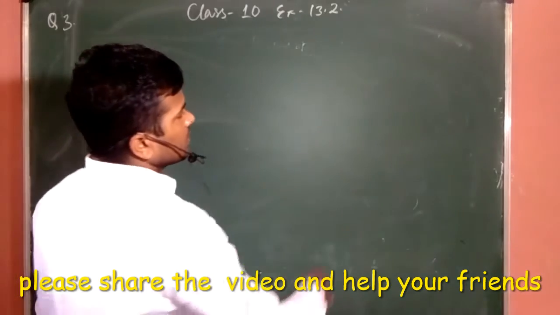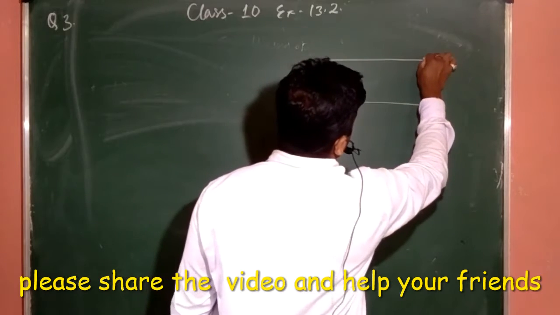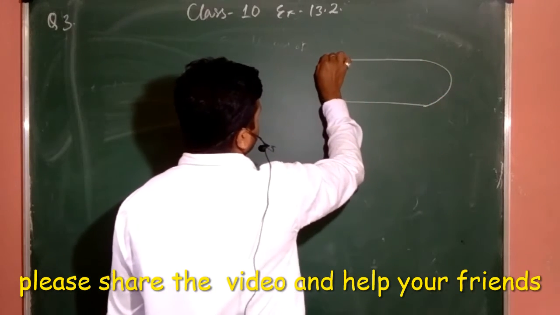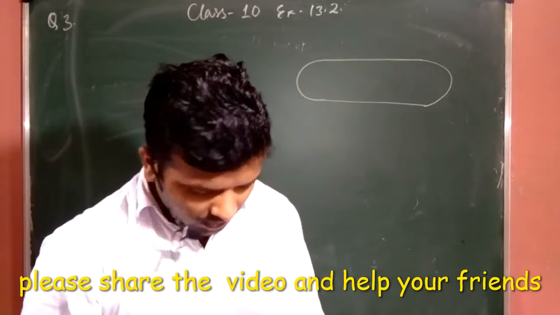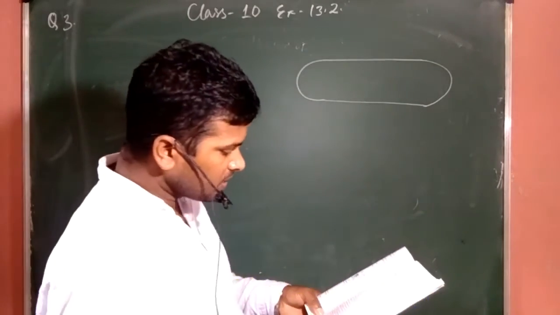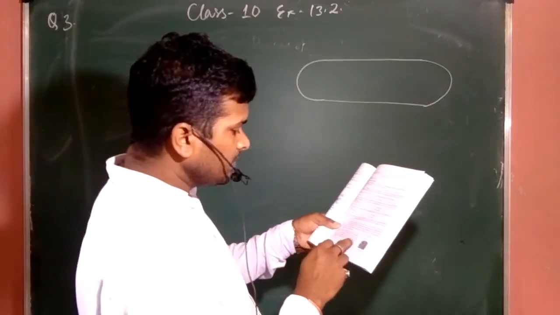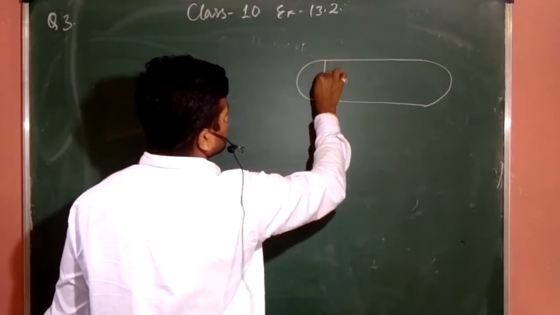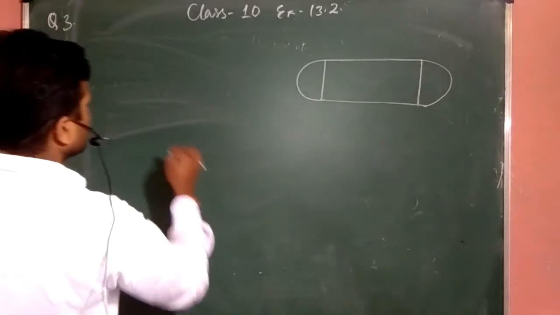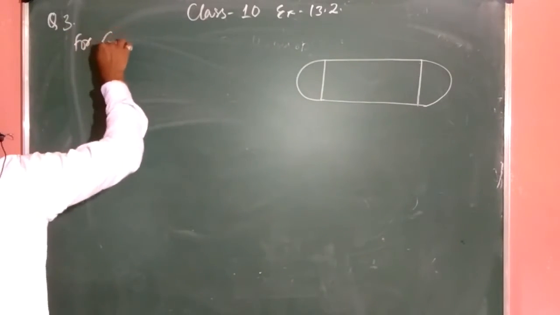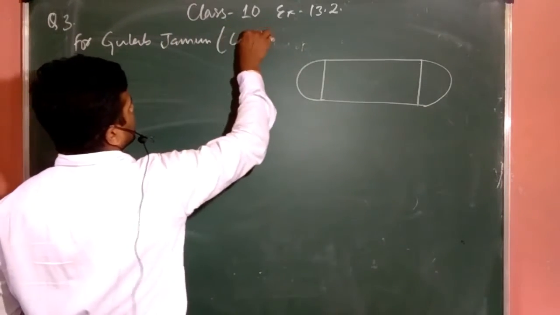Hemispherical. There is a gulab jamun. All of you are aware of gulab jamun. This is a gulab jamun. 45 gulab jamuns are there. So, a cylinder with two hemispherical ends. On this side one hemisphere is there and on this side also one hemisphere is there. Now, we need to write for gulab jamun. For gulab jamun, it is cylindrical.